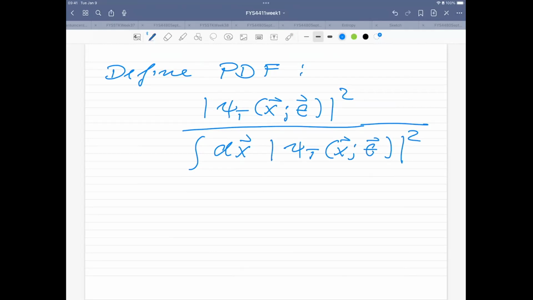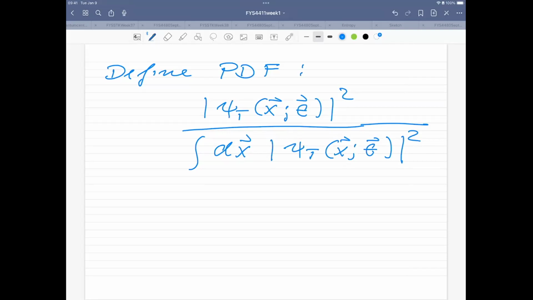So this is nothing but using Born's ansatz about what the wave function means in terms of a probability. So the probability of being in a position x with these parameters theta is given by the wave function squared divided by the norm of the wave function.